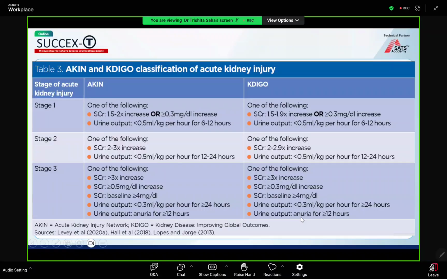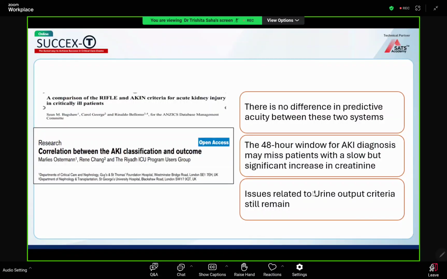Then you have to discuss the pitfalls in the AKIN criteria also. When there was a comparison between the RIFLE and the AKIN criteria, there was no difference in the predictive acuity between these two systems. The 48-hour window period for AKI diagnosis may miss patients with a slow but significant increase in creatinine. Issues related to urine output criteria still remain.